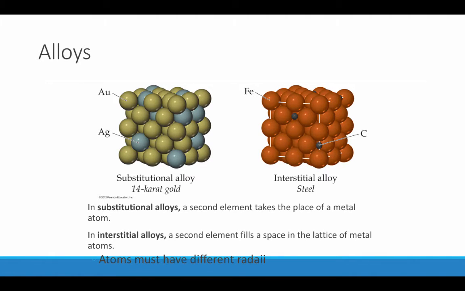In an interstitial alloy, a second element fills the space in the lattice of the metal atoms, meaning smaller atoms are fit literally in between the existing atoms. Here we have iron atoms with tiny little carbon atoms stuck in between them to give us steel. For an interstitial alloy to be possible, the atoms must have significantly different radii. When the radii of the atoms is more similar, we'll get a substitutional alloy.